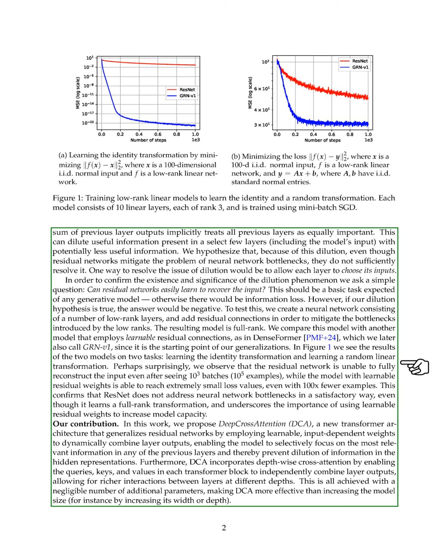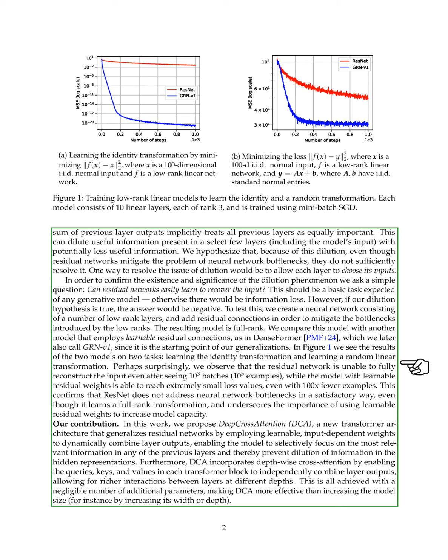To investigate, we designed a neural network with low rank layers and added residual connections to address the bottlenecks caused by these low ranks. We then compared this model to another that uses learnable residual connections, which we refer to as GRNV1. Our findings were surprising.